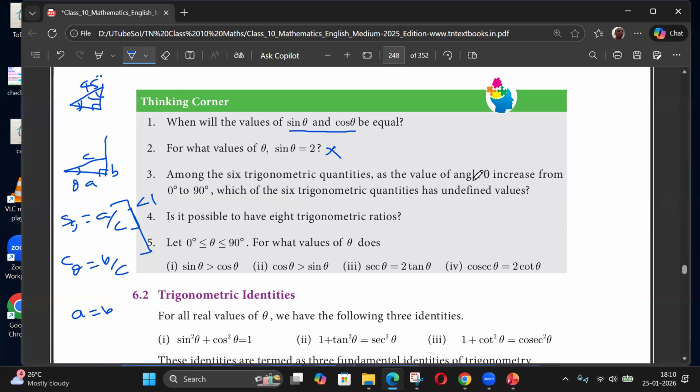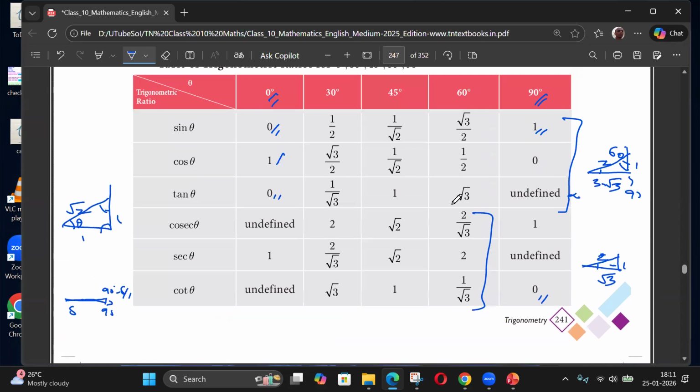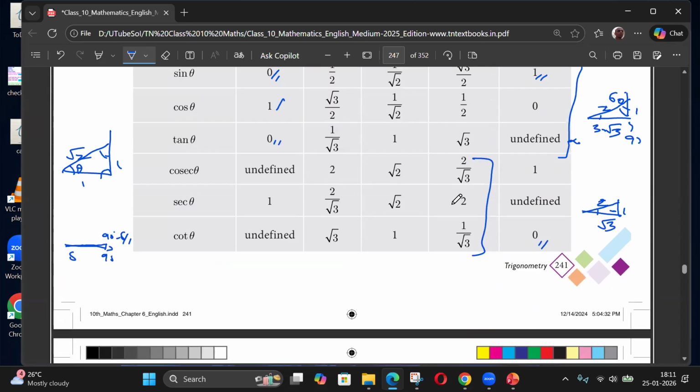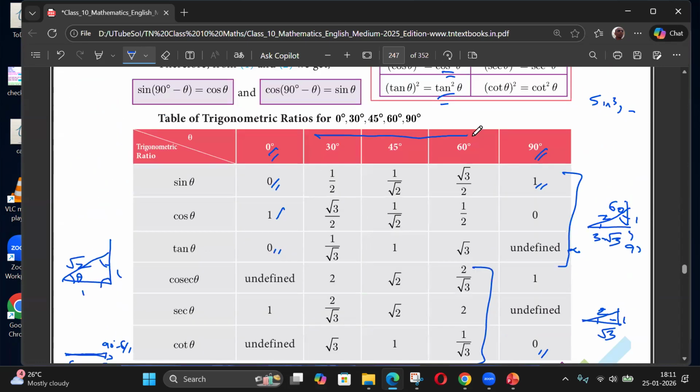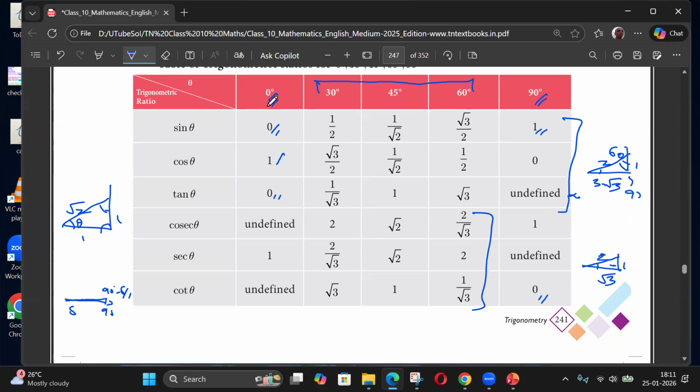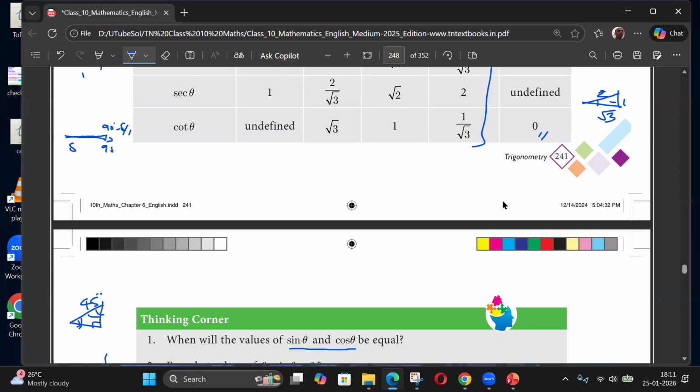Which of the 6 trigonometric quantities has an undefined value as theta increases? Basically, 1 by 0 will be undefined. In these angles there won't be anything undefined because both opposite and adjacent exist; it's a proper triangle. Only for 0 degrees and 90 degrees do I have to take this triangle. Whenever this side goes in the denominator, it will be undefined. So tan of 90 is opposite by adjacent with 0, so it's undefined.